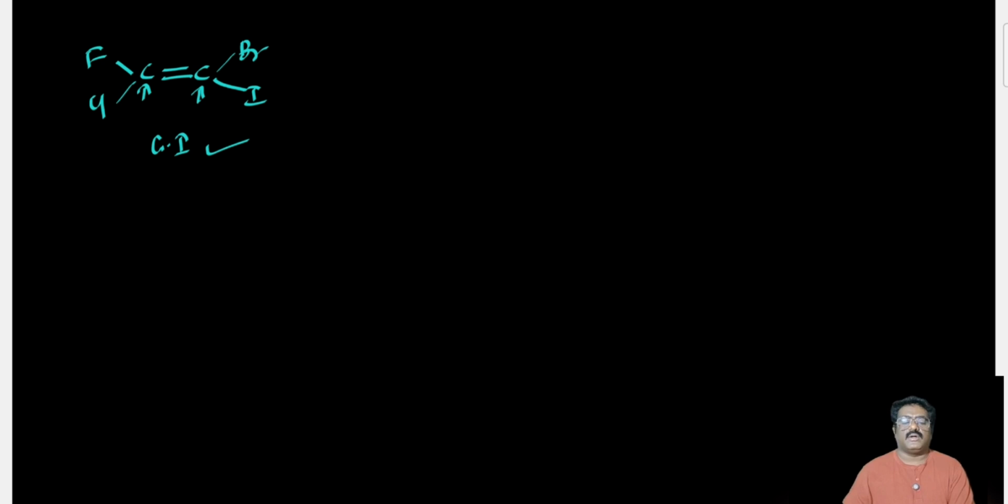If carbon is double bonded with carbon having fluorine, chlorine, bromine, iodine, this side has two different types of groups, and this side has two different types of groups. It can show GI. Yes, no doubt it can show GI. Have a look at the next example.